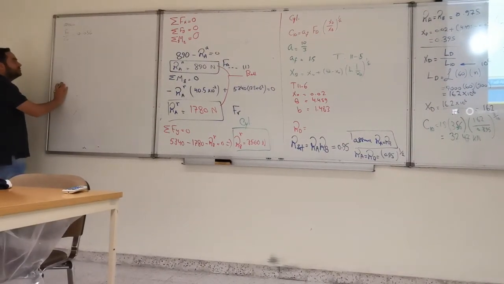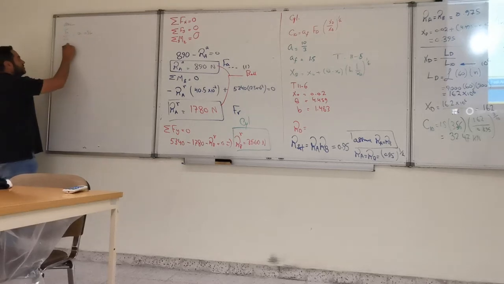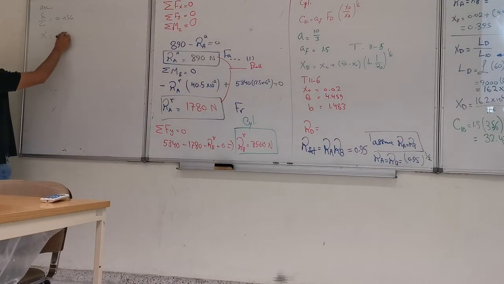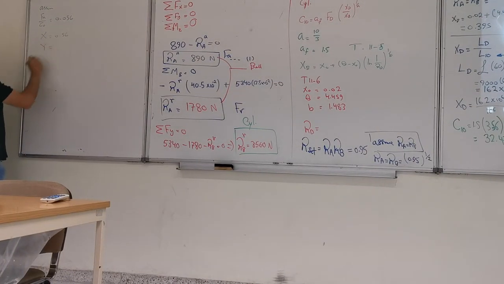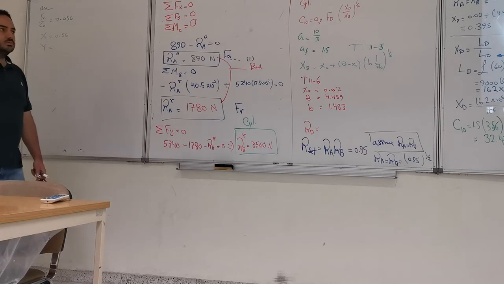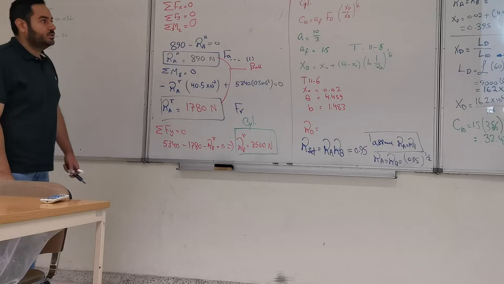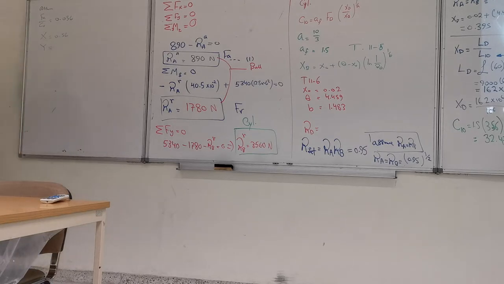So for that assumption, what is the value of X and Y? X is equal to 0.56. What is Y equal to? Now we are on which side? This side. We are looking at X2 and Y2. So it is 1.71.